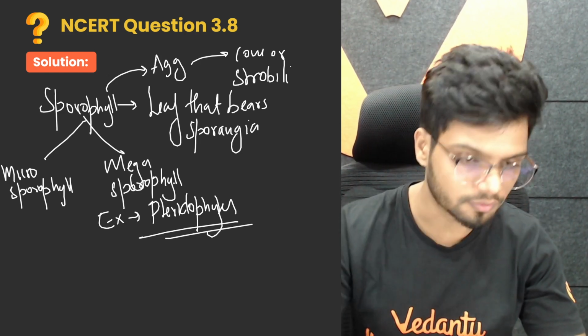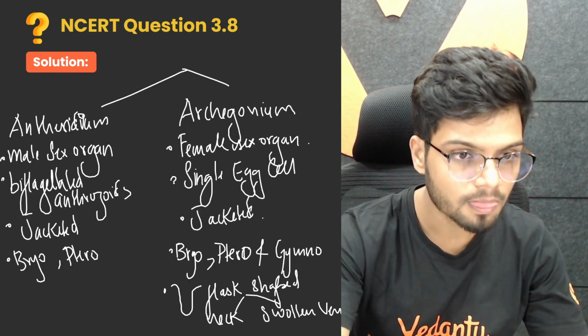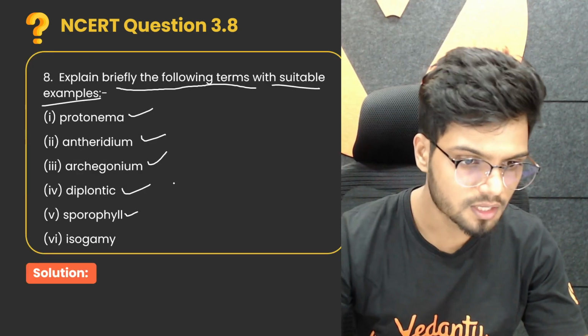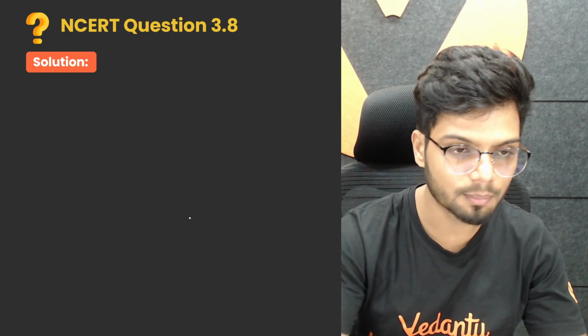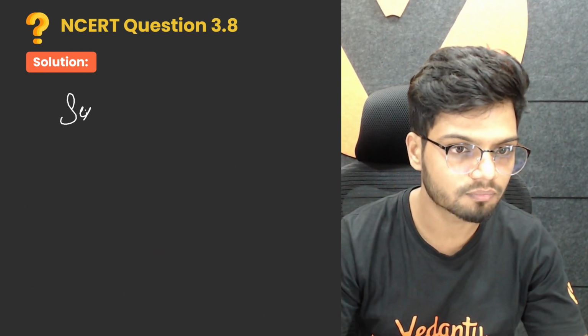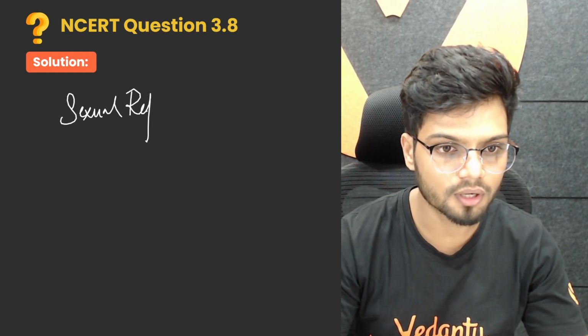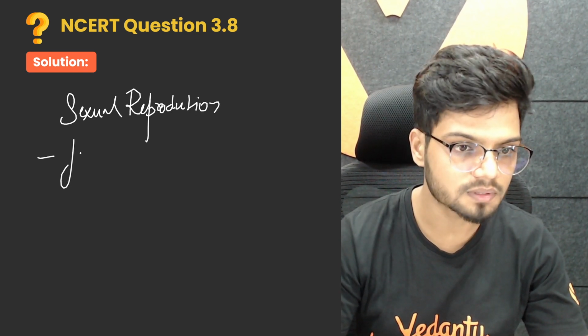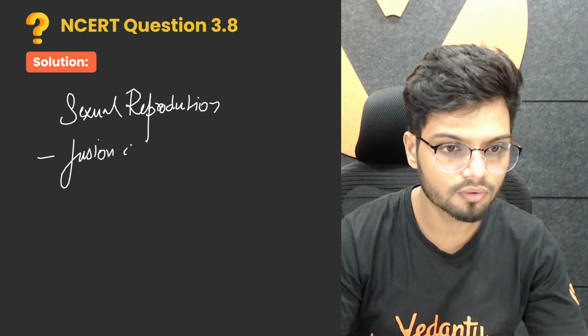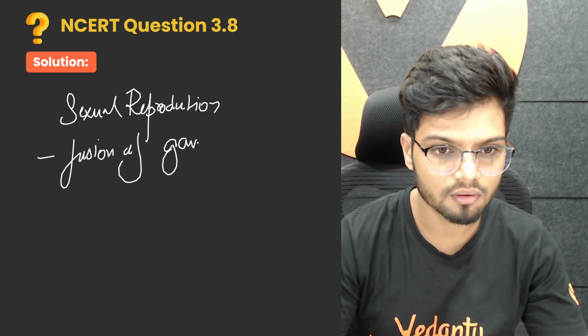Clear? That is sporophyll. And let's look at the next one, students. Isogamy, very important. Isogamy is a type of sexual reproduction. What happens here? Fusion of gametes happens.